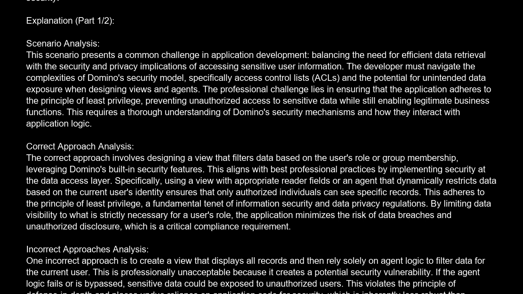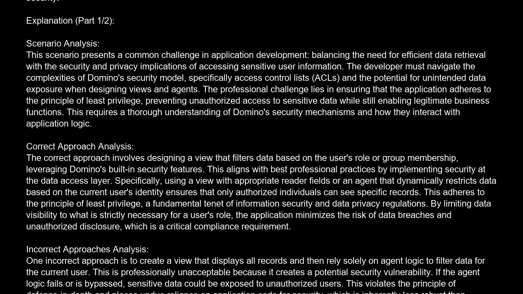Explanation. Scenario analysis. This scenario presents a common challenge in application development, balancing the need for efficient data retrieval with the security and privacy implications of accessing sensitive user information. The developer must navigate the complexities of Domino's security model, specifically access control lists (ACL), and the potential for unintended data exposure when designing views and agents. The professional challenge lies in ensuring that the application adheres to the principle of least privilege, preventing unauthorized access to sensitive data while still enabling legitimate business functions. This requires a thorough understanding of Domino's security mechanisms and how they interact with application logic.